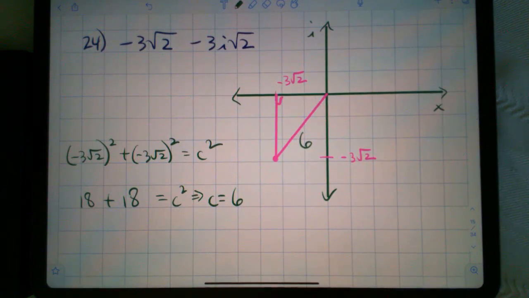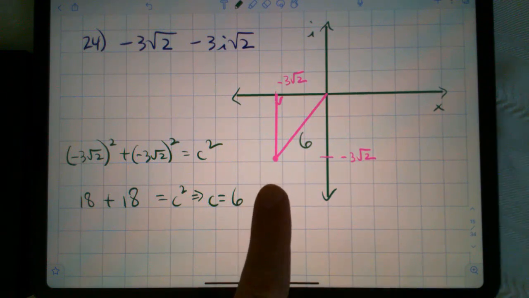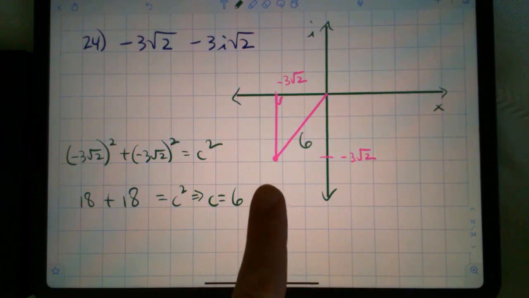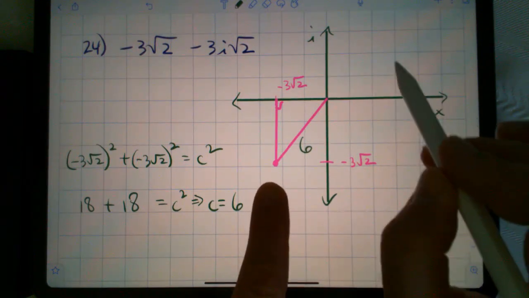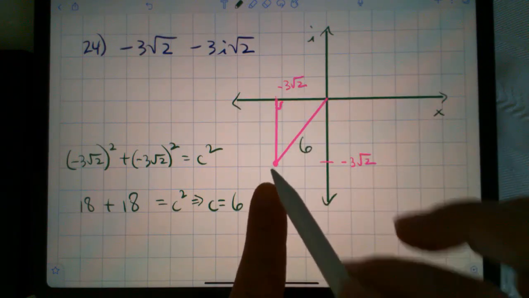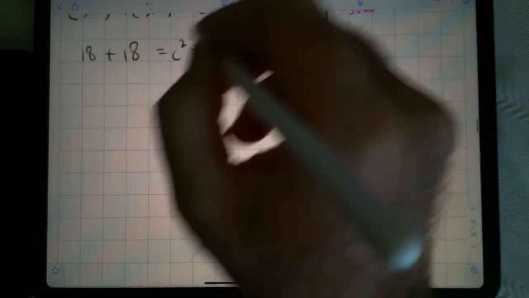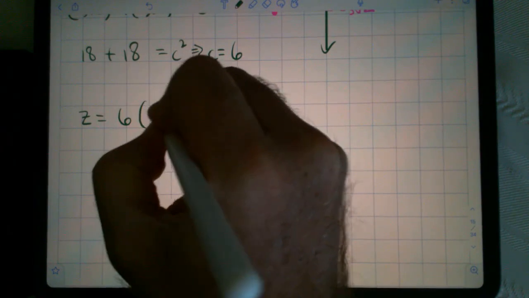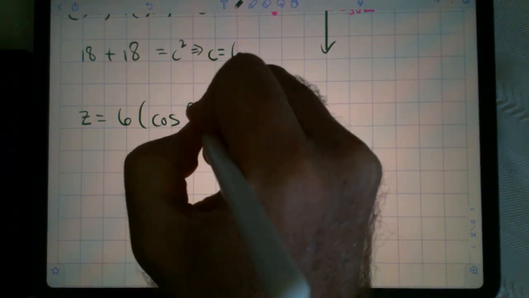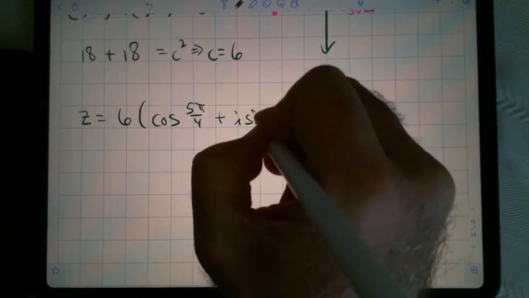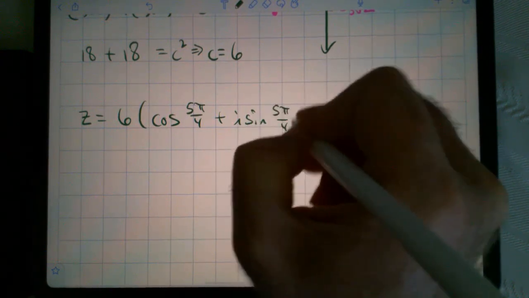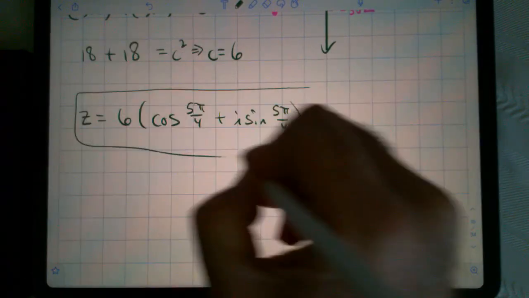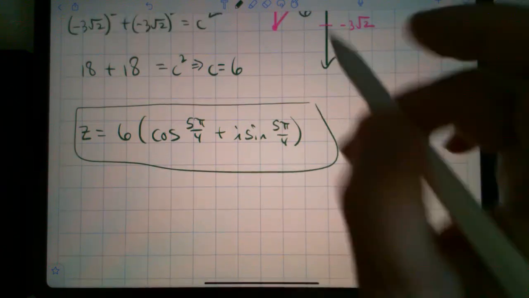And then our theta, well, this point is 5 pi over 4. So here we have, and that's your final answer.